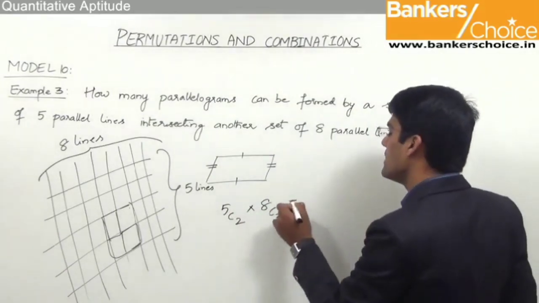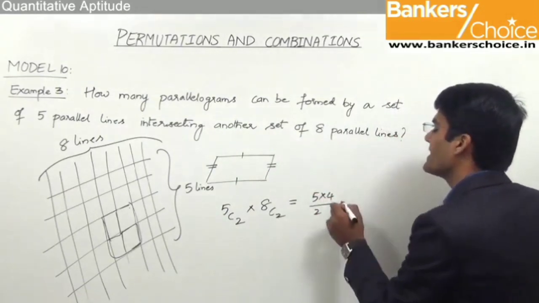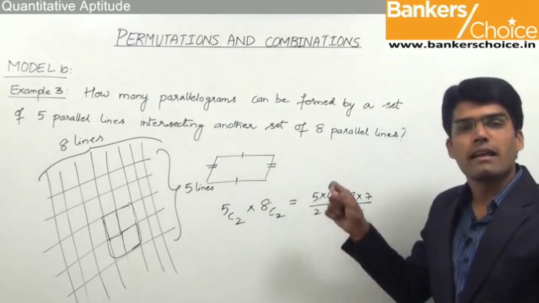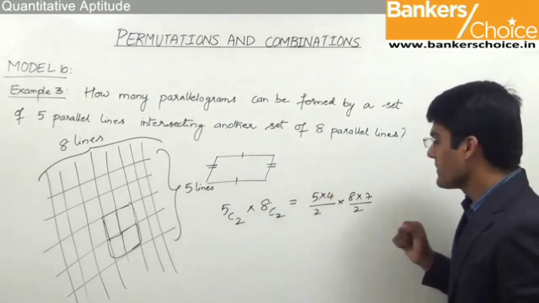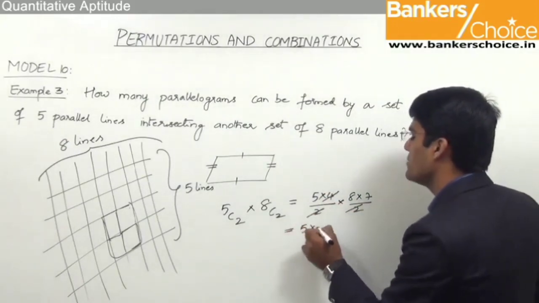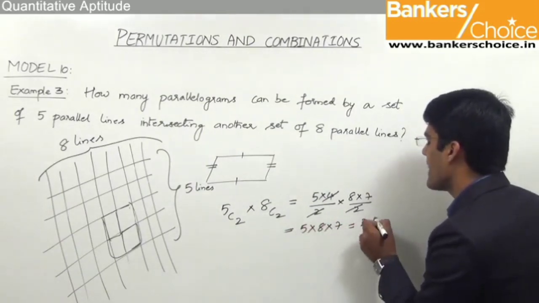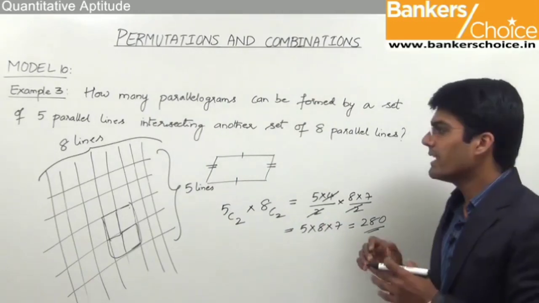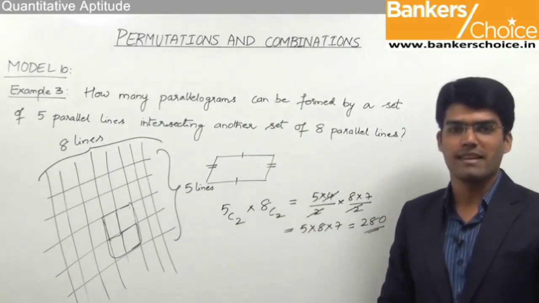Now 5C2 is nothing but 5 into 4 divided by 2. Whereas 8C2 is 8 into 7 divided by 2. That is nothing but NCR, n factorial by n minus r factorial into r factorial. So this is what it results in. Now 2 into 2 gets cancelled with 4 here. So the final answer will be 5 into 8 into 7. 8 into 7 is 56. 56 into 5 is 280. So we can say that total there will be 280 parallelograms that can be formed with a set of 5 parallel lines intersecting another set of 8 parallel lines.